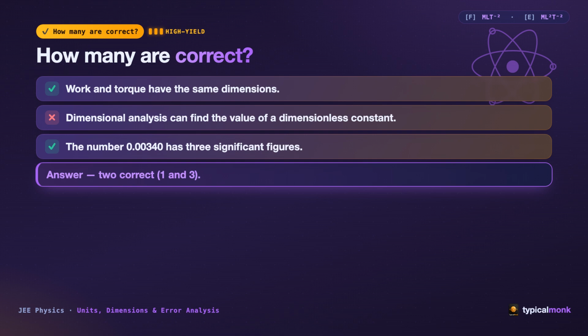Work and torque truly share the fingerprint ML²T⁻², and that number has 3 significant figures: 3, 4 and the trailing 0. But the second one falls. Dimensions can never find a pure number. 2 correct, and the middle one is the trap.